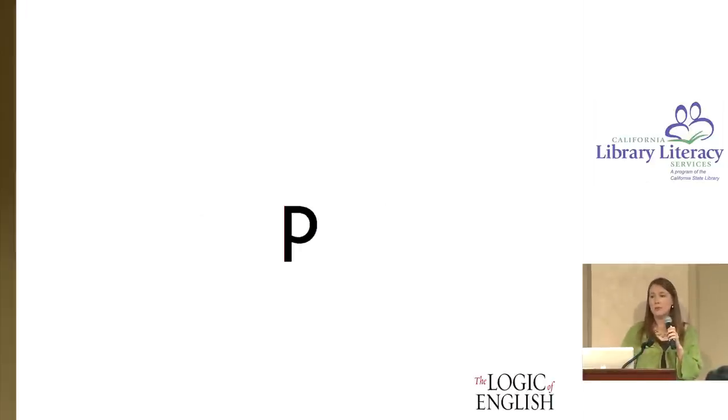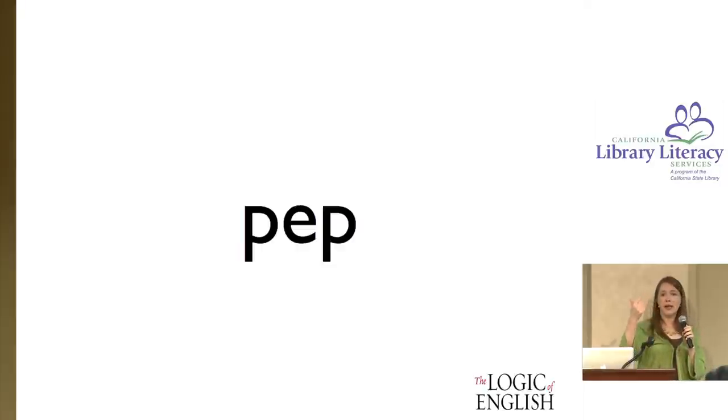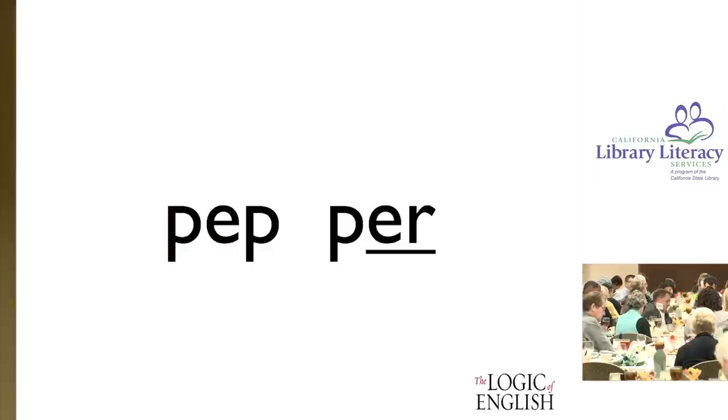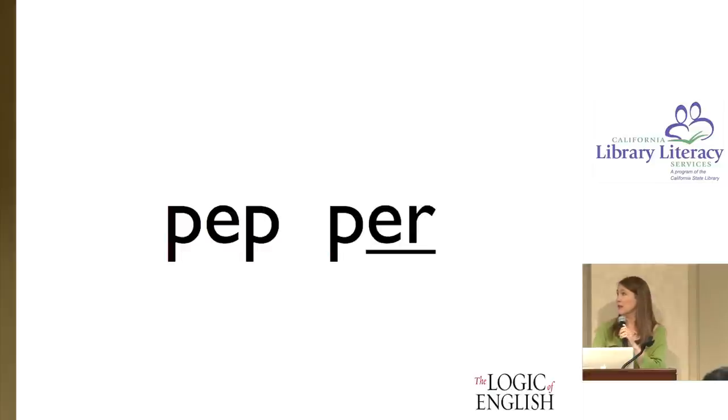How many syllables in pep, per? First syllable is pep, sound it out, p-e-p. Second syllable is per, p-er. Go ahead and write it. Let's sound it out together, p-e-p, p-er.